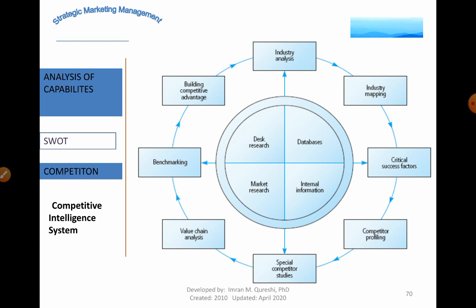You have to come up with a competitive intelligence system where you analyze the whole market. This is a very good framework, which gives us the layout of a competitive intelligence system. Your points of comparison, your analysis of your competitors, your comparison, should be a continuous process that keeps on going. So if you see this, we have industry analysis, industry mapping, critical success factors, competitor profiling, special competitor studies, value chain analysis, benchmarking, and building. As a result, you'll be building competitive advantage.